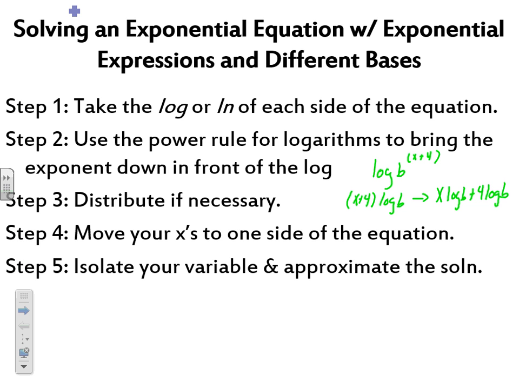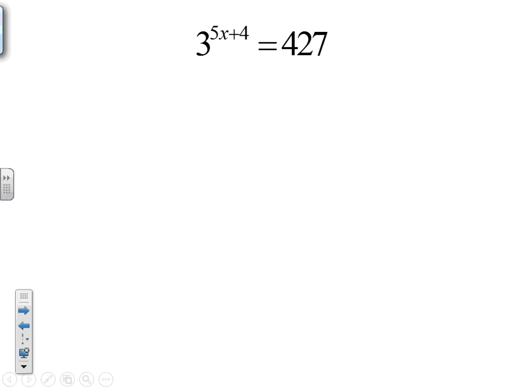So that is what step 3 is saying. It says distribute if necessary, so that's what we would do. And step 4, it says move your x's to one side of the equal sign. And that is usually where we actually run into problems, is in step 4, because that is a bulk of where the algebra comes from, getting x on one side of the equal sign. And once I do, then in step 5, we'll type what we have into our calculator and see what we have for our answer.